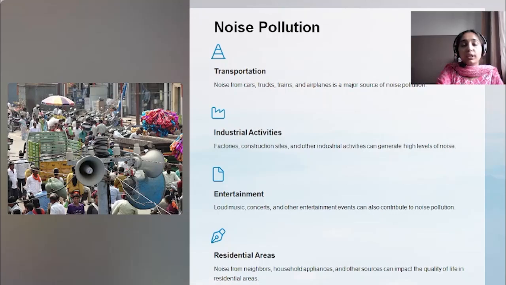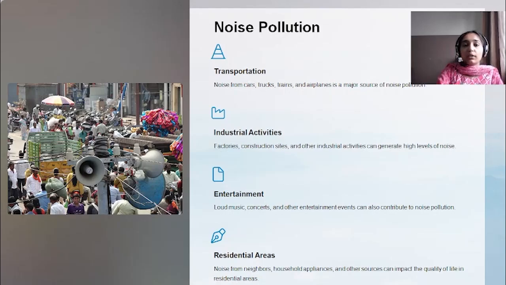As we already know, the consequences of noise pollution are very harmful. One can even lose hearing capacity permanently, while others can lose it on a temporary basis. It is very harmful as it causes many diseases also, like fatigue, laziness, tiredness, anxiety, etc. So one needs to control noise pollution, and for that purpose the causes of noise pollution should be controlled. The causes can be transportation, industrial activities, entertainment, and residential area.